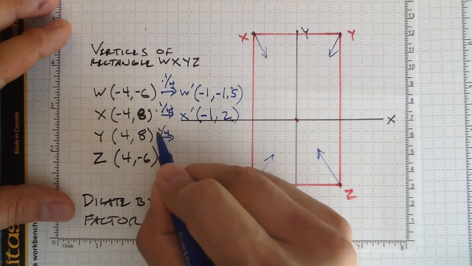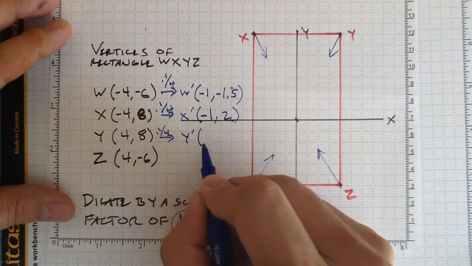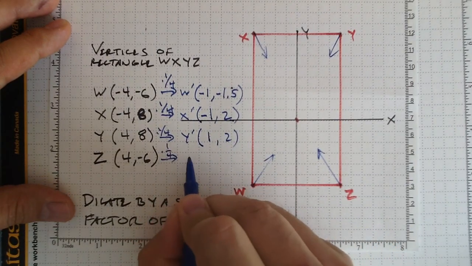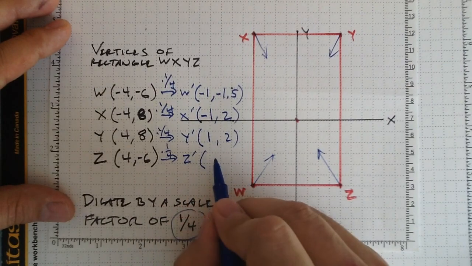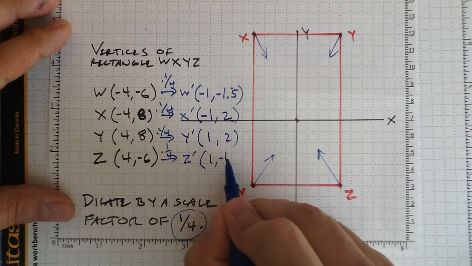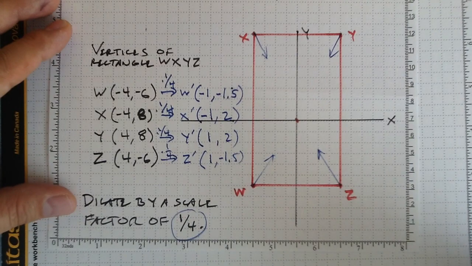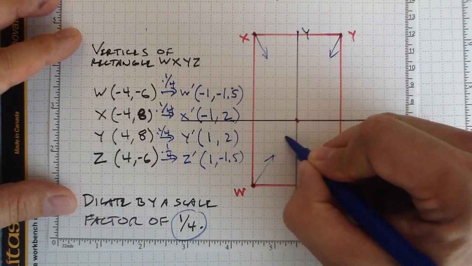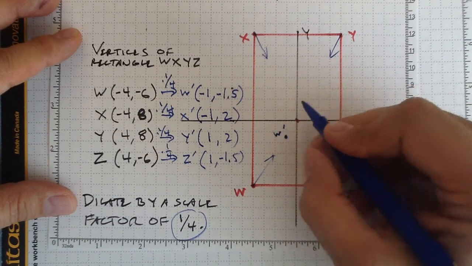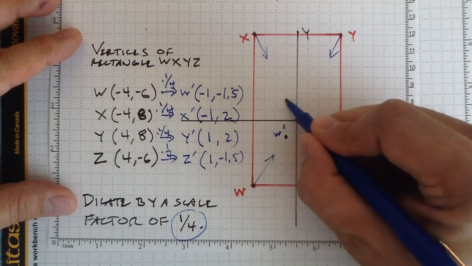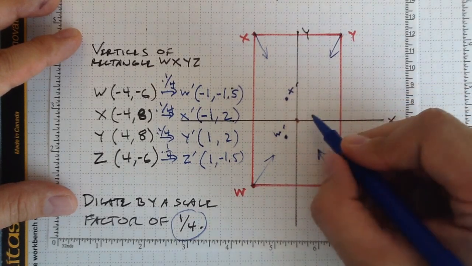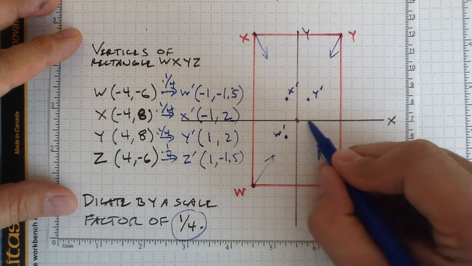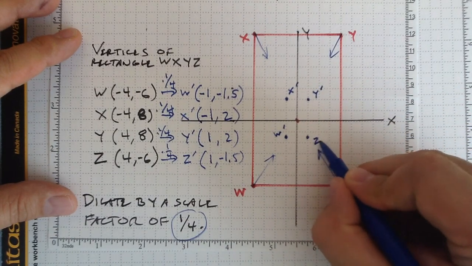And we just keep going. Multiply by 1/4 for Y prime. That'd be 1 and 2. And multiply by 1/4 for 4 and -6. Z prime would be 1 and -1.5. All right, so now if I graph these, -1, -1.5 would be right there. That's W prime. -1, +2 would be right there. That's X prime. 1, 2 would be there, Y prime. And 1, -1.5, that's Z prime.